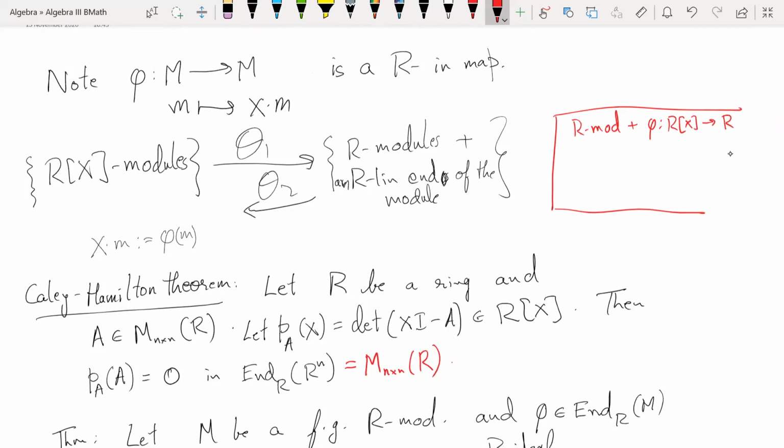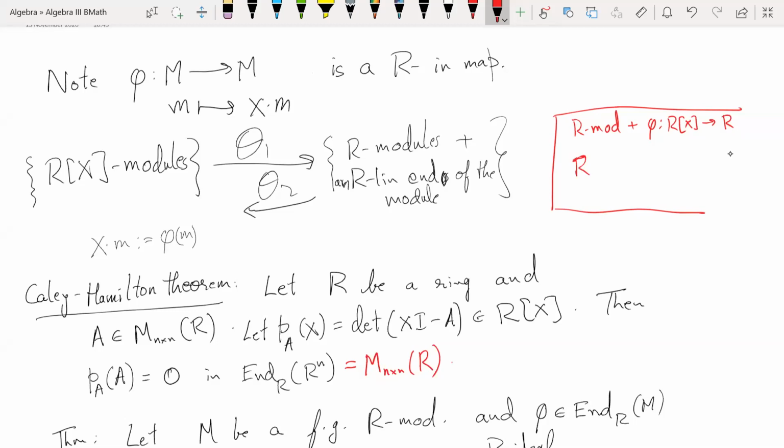Yeah, that's right. So from this, we have a map to the set of Rx modules, which is the same as the set of R modules plus an R linear endomorphism of the module. If we fix R and the module M, then the set of R modules plus ring homomorphisms from Rx to R is the same as homomorphisms from Rx to R, and the other side will become End_R of M. But the equivalence is not there. Every Rx module you can't write as an R module plus a ring homomorphism from Rx to R. I'm just saying a map, not an equivalence.